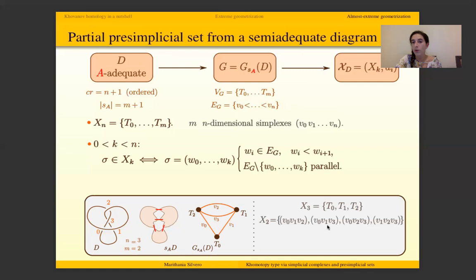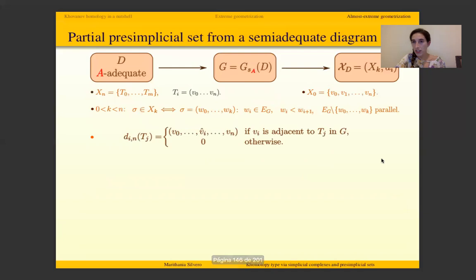We have four edges, so we have four possibilities: leaving out V3, leaving out V2, leaving out V1, and leaving out V0. Now for X1, we need a pair of edges in such a way that the other two that don't appear here are parallel. Since the only parallel edges are V2 and V3, we just have V0 and V1. This is the only possibility. And X0 is going to be the set V0, V1 till Vn, where these are the edges. So these are the sets that we get for the partial presimplicial set associated to the figure 8 diagram.